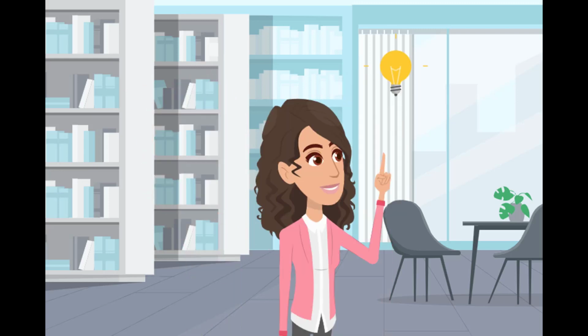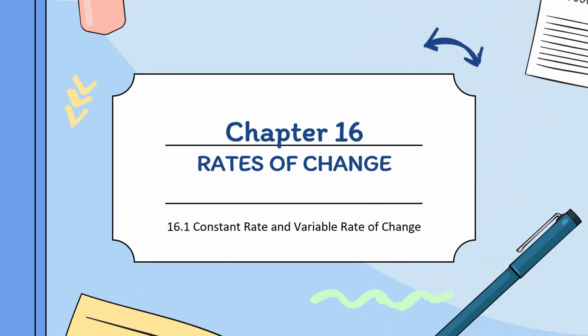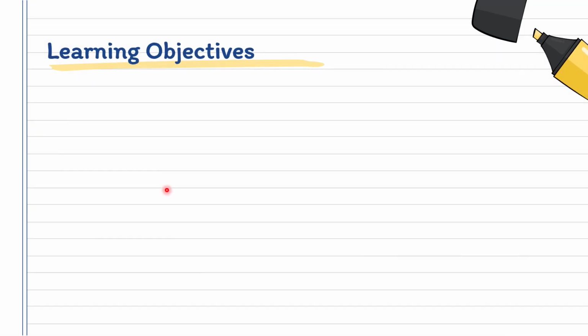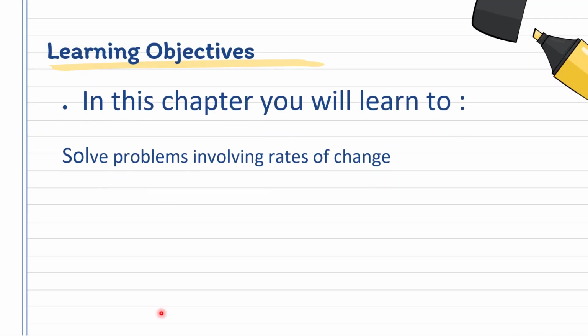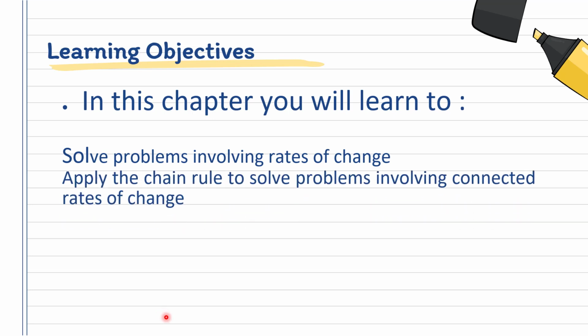Now we are already in the topic of chapter 16 about rates of change. So for today's session, we will learn about the constant rate and define it with the variable rate of change. Okay, let's begin with the learning objective. In this chapter, you will learn to solve problems involving rate of change. And then later, we'll also apply the chain rule to solve problems involving connected rates of change.